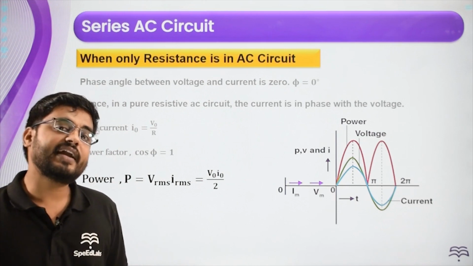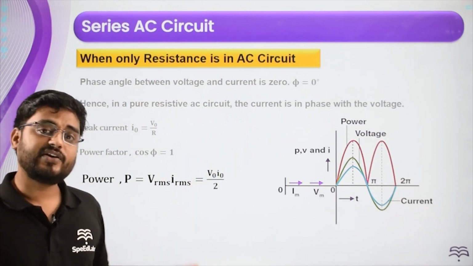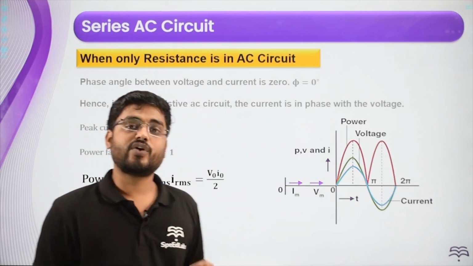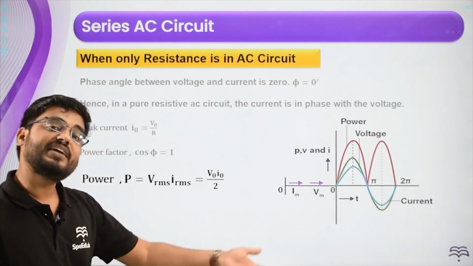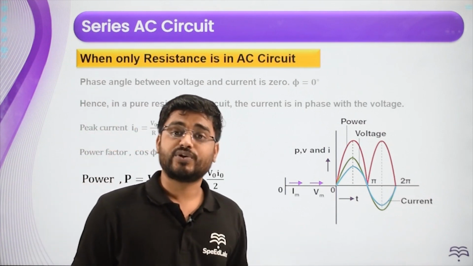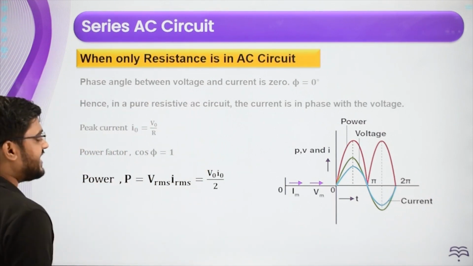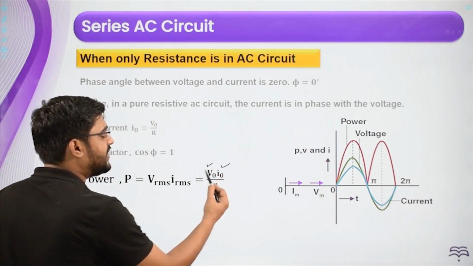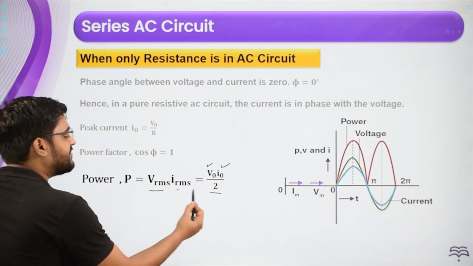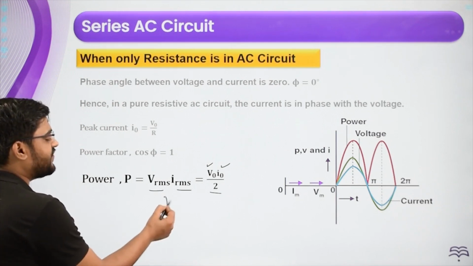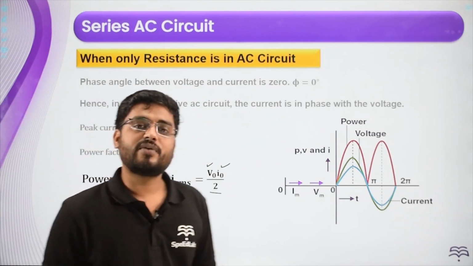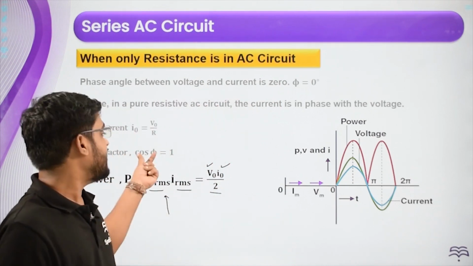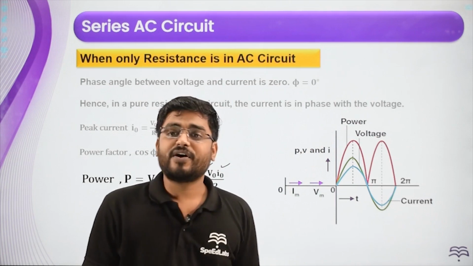If you want, you can write Vrms as V0 by root 2, that is peak voltage divided by root 2, or if you want to write Irms in terms of peak current, it is peak current by root 2, right? So that root 2 and root 2 multiply and give you 2. So this is V0 I0 by 2. This V0 and I0 are peak voltage and current, and these are RMS values. It's better to use this formula. So always remember the power formula is Vrms Irms into cos phi. Just cos phi is 1 because phi is 0 when this type of circuit is there.